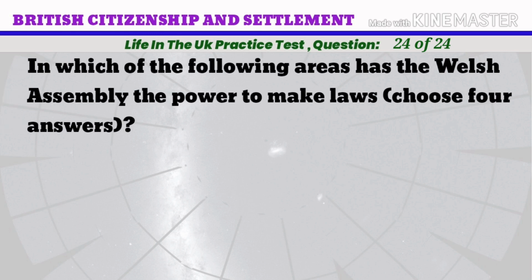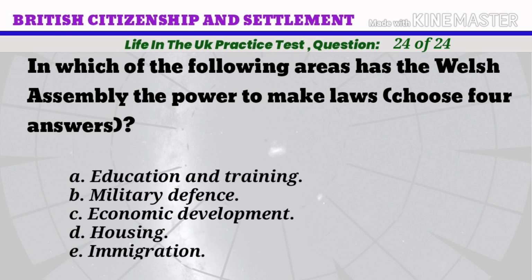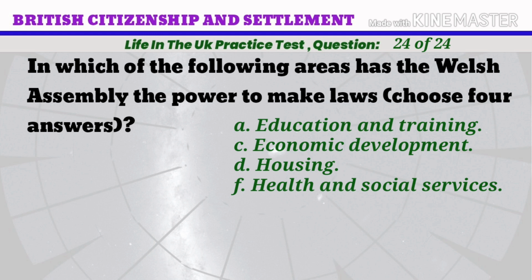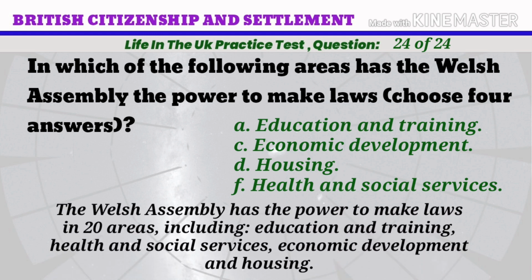Life in the UK practice test question 24 of 24. In which of the following areas has the Welsh Assembly the power to make laws? Choose 4 answers. A. Education and training. B. Military defense. C. Economic development. D. Housing. E. Immigration. F. Health and social services. The correct answers are A. Education and training. C. Economic development. D. Housing. F. Health and social services. The Welsh Assembly has the power to make laws in 20 areas, including education and training, health and social services, economic development, and housing.